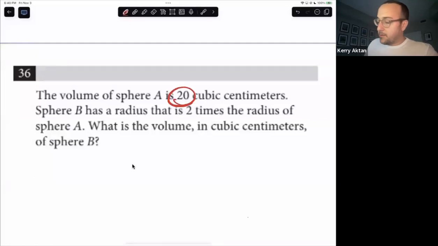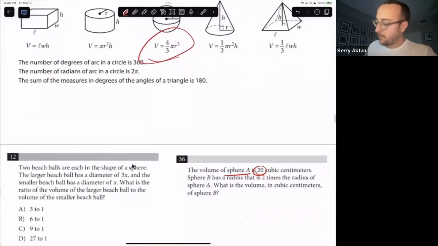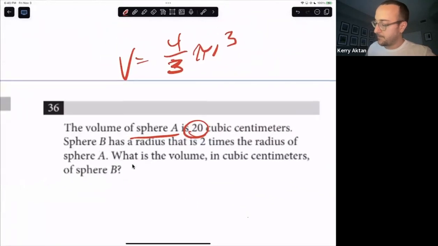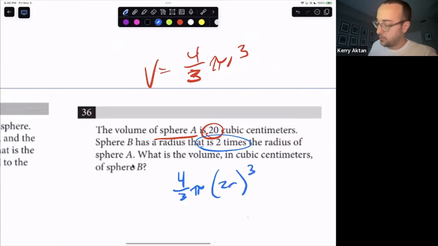My original volume of a sphere was 20. Now, scrolling up to the formulas, what's the volume of a sphere? Volume equals 4/3 pi r cubed. Now, what's happened to this sphere? The sphere has been doubled in its radius, not just r, but 2r. So really I have 4/3 pi 2r cubed.